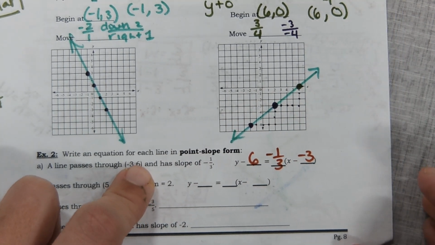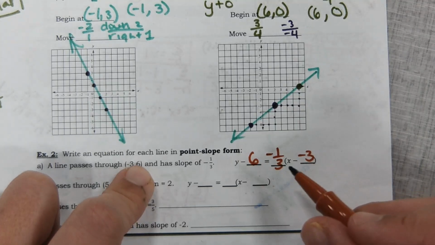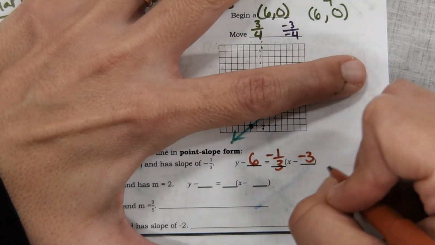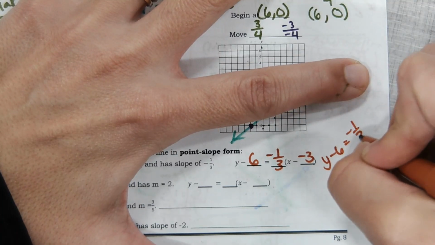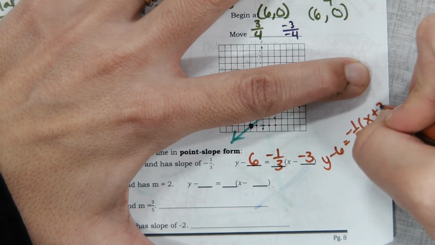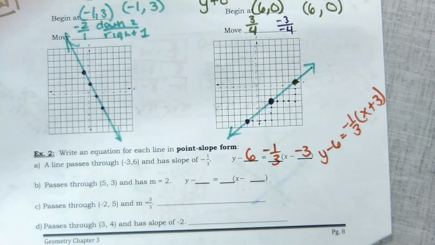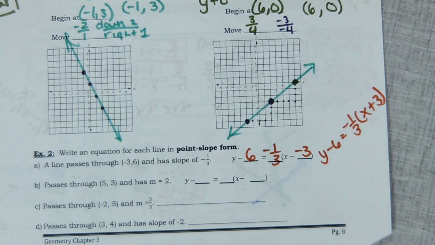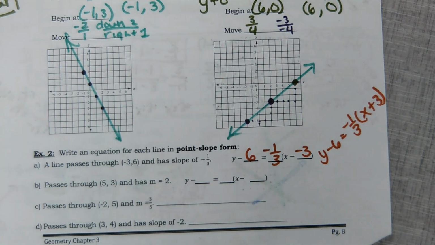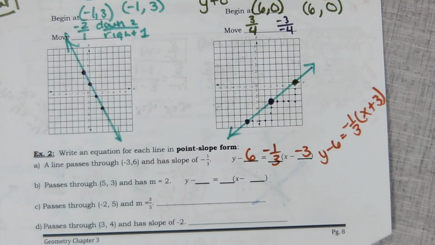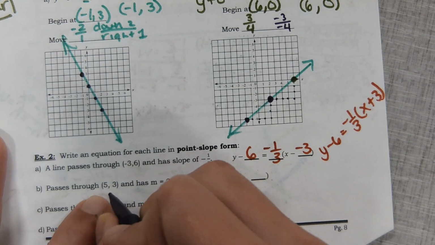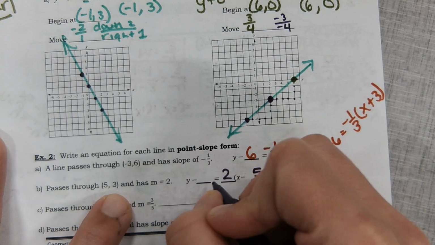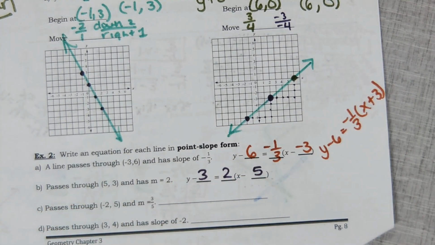And realistically, you wouldn't see this double negative written like that. If it was an answer choice, you'd see it more like this: y minus 6 equals -1/3, and then x plus 3. So the double negative just becomes plus. The next one, same thing, passes through 5, 3, and has a slope of 2. And x is 5, and the y is 3, just like that.